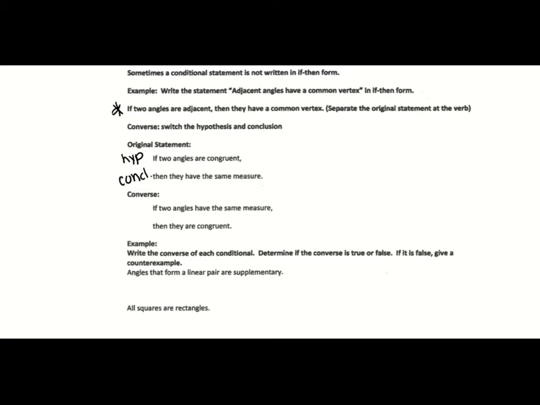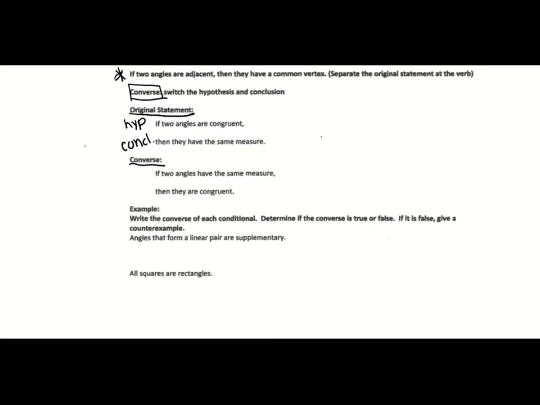Now, if we were to start with this original statement and have the hypothesis and conclusion, the converse of that original statement means I'm going to switch the order of the hypothesis and the conclusion. So the converse of that original statement looks like this. If 2 angles have the same measure, then they are congruent. So I'm flipping those 2 parts, the if and the then, and that gives me the converse. Okay, so looking at this example at the bottom, write the converse of each conditional. Determine if the converse is true or false. And if it's false, give a counterexample.